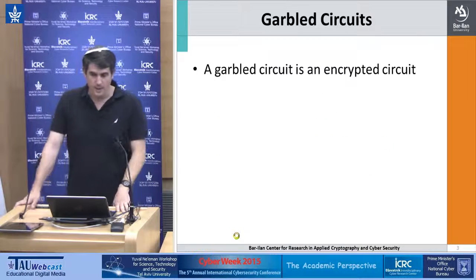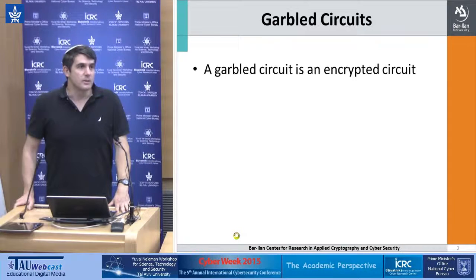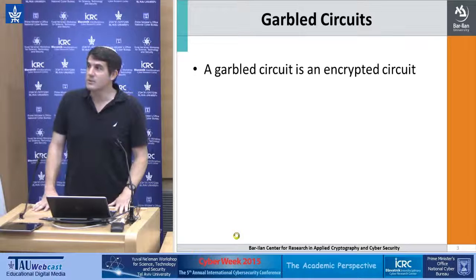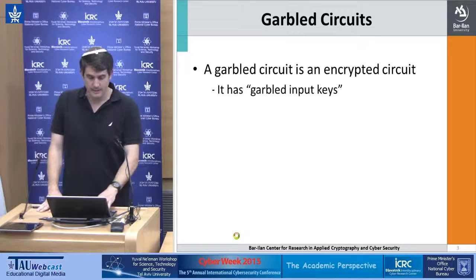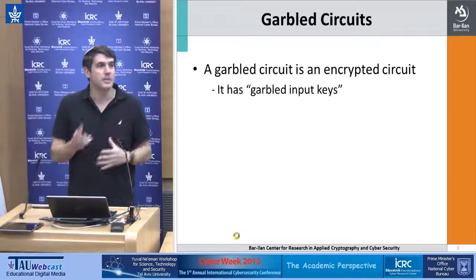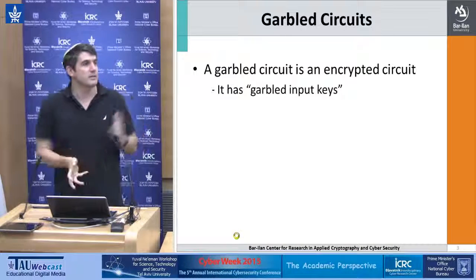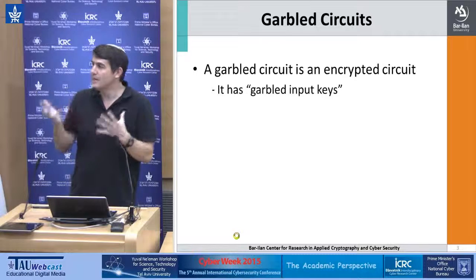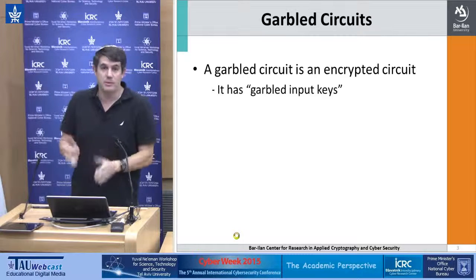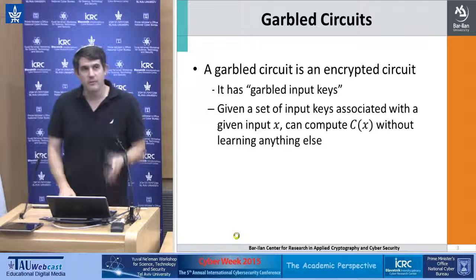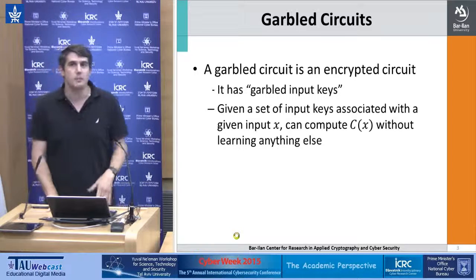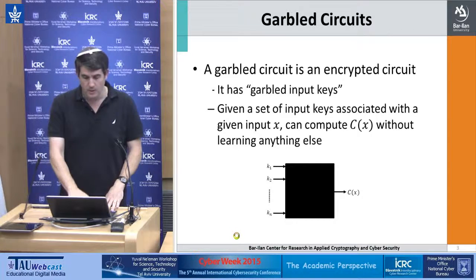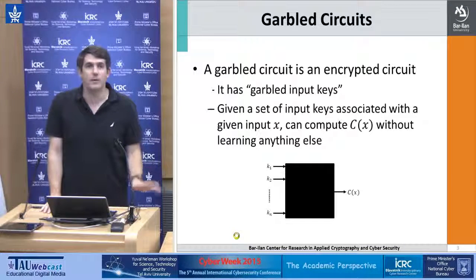I'm going to talk about garbled circuits, but I'm not going to go into how garbled circuits are built. I'm just going to tell you what they are. So a garbled circuit is an encrypted circuit, and it has garbled input keys. So instead of having regular 0-1 inputs or a regular string for input, you give it random keys that represent input values that you may not even know. And when you've been given a set of these input keys, you're actually able to compute this garbled circuit and get valid output without learning anything whatsoever about what you computed.